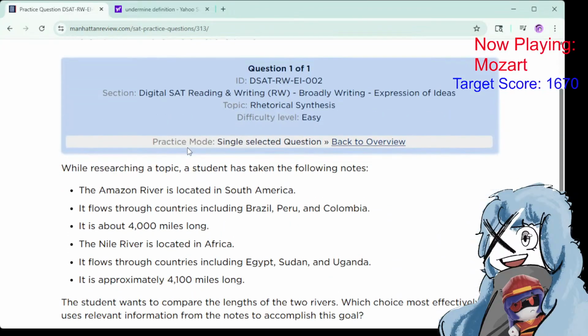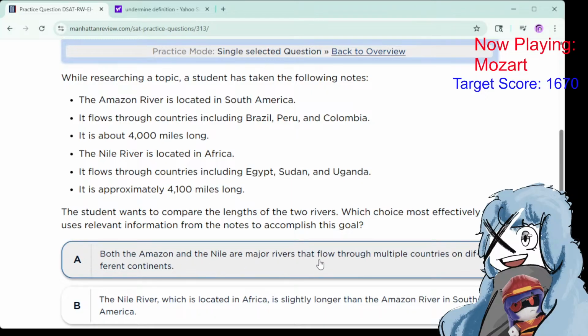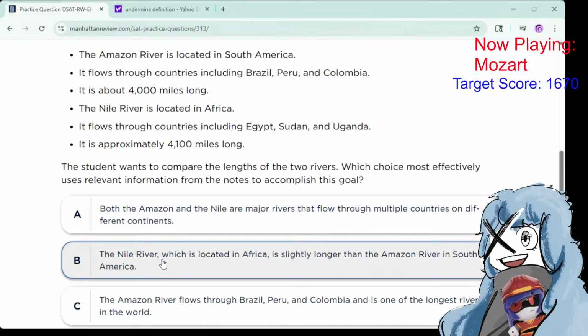Rhetorical synthesis is an easy one. If we want to compare the lengths of the two rivers, which choice most effectively uses relevant information from the notes to accomplish this goal? That's easy. The Amazon River is located. Compare the lengths of the two rivers. Compare lengths, 400, 410. Both are major rivers that flow through multiple countries. Now, you're located in logs. I don't know.